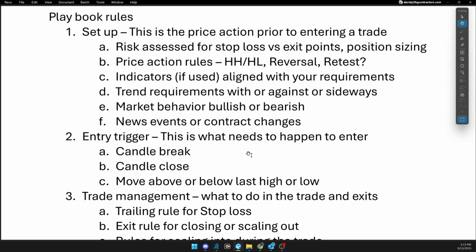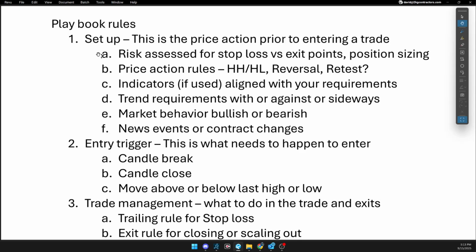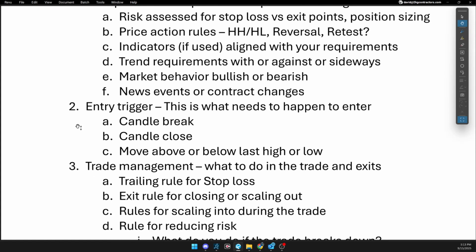Entry trigger. So this is everything that the market says to you, oh, here's my trade. The market's saying, look, here's your trade. It's setting up. It's not necessarily what you enter on. Now you get it. You need an entry trigger. This is what needs to happen to enter your trade.